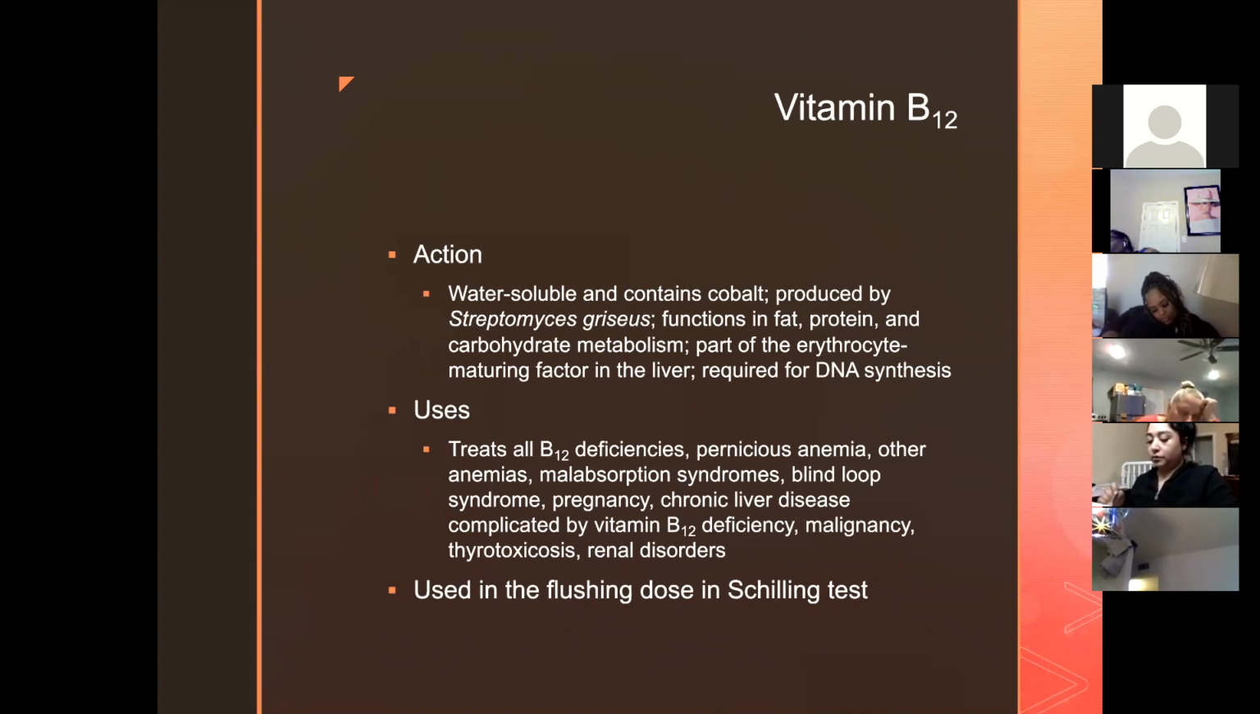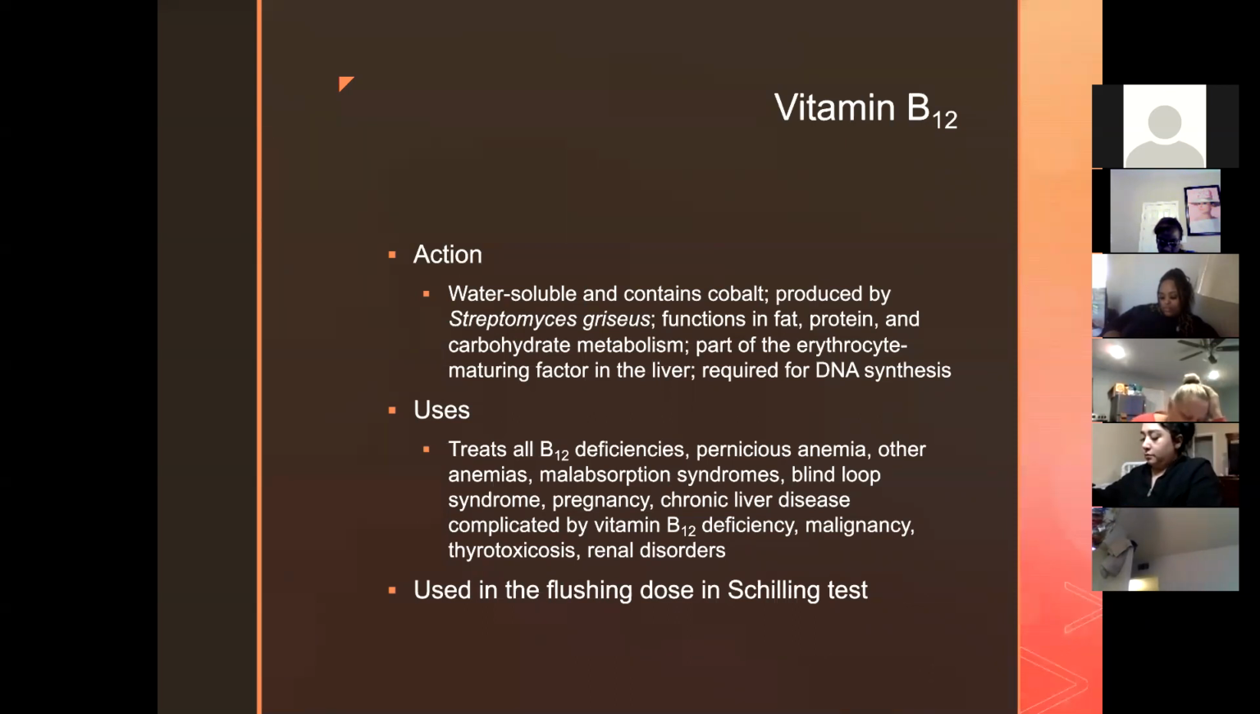We typically give it IM, and it is red in color. All right. It looks like those little pens that you see at the nursing stores, little ink pens that look like they're, what's the word I'm looking for? They look like they're syringes, and they have the red. That's what the B12 looks like. And it also burns when you're getting it injected. Oh, tell your patient. Tell your patient. I've never had it before, so I cannot attest to that.